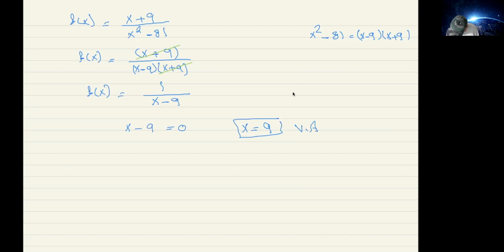Okay, let's graph that. So first thing, point 9 here, and do the vertical asymptote. I'm gonna make it in red. Okay, and then graph the function around the vertical asymptote in the shape of 1 over x. So I'm gonna do this way. Let's make it in green.